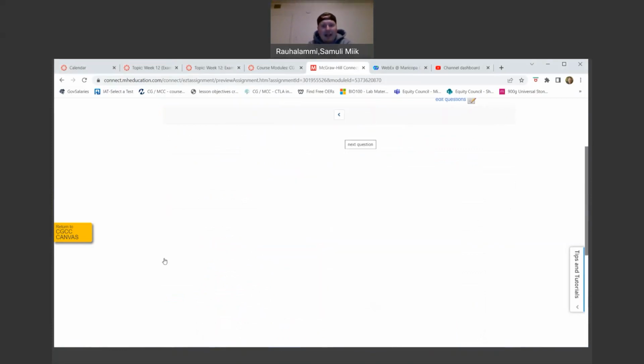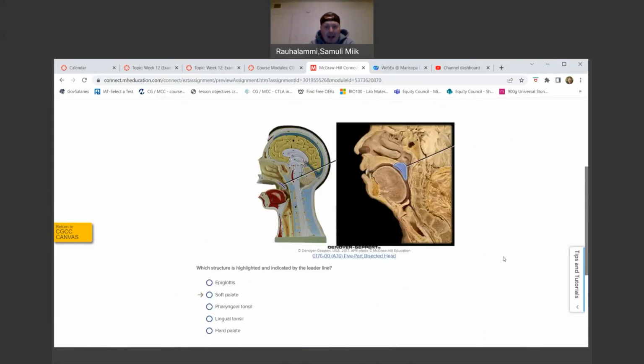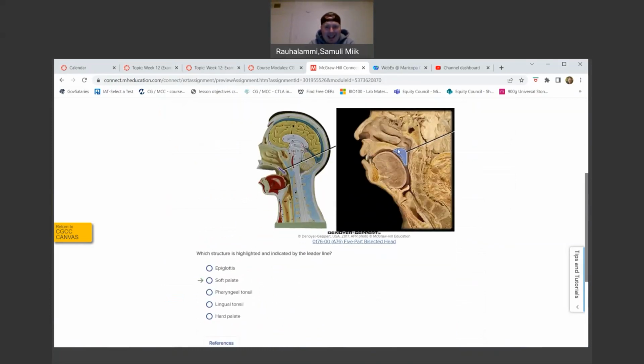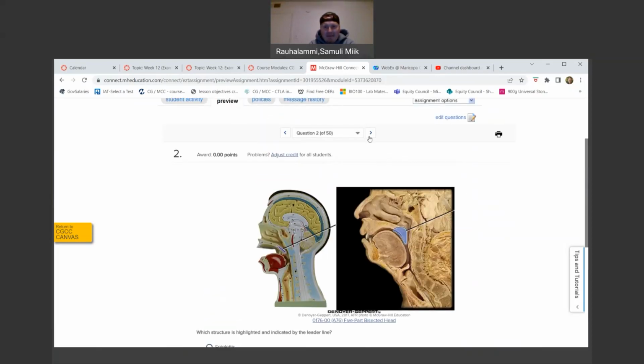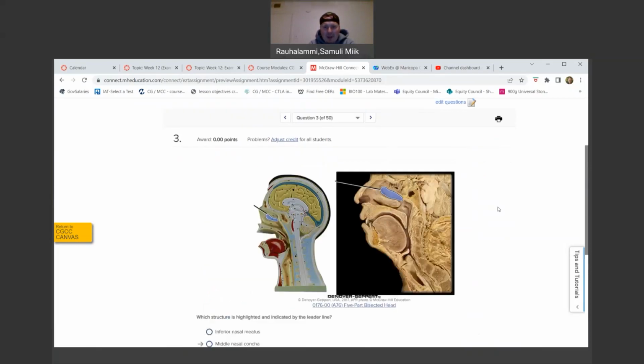Let's have a look at the next question, an example of that. Well, here we're seeing, like I mentioned, the soft palate, the floor of the nasal cavity or roof of the oral cavity, and in this case, this more posterior portion, that was, of course, soft palate. There was no bony structure within there. Let's have a look at the next question.